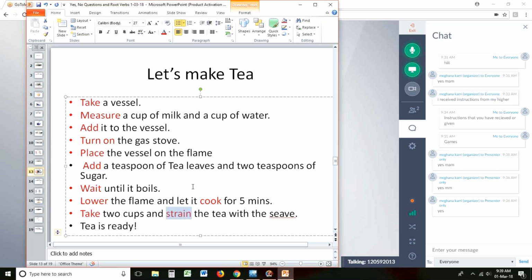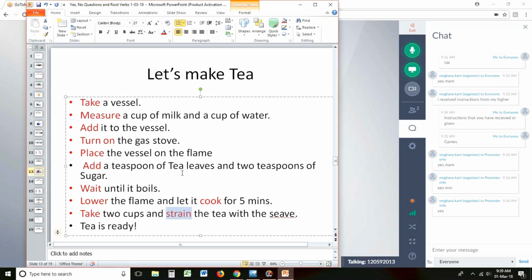So now the words that I have highlighted with red are all action words. Yes, you take. Take is you take something, so that is a verb. You measure something to add and things like that, so it is a verb again. Then you add. You turn on, you switch on the gas, you place the vessel, you add sugar. So these are all the actions that we are going to do when you are preparing a cup of tea. Yes, am I right?